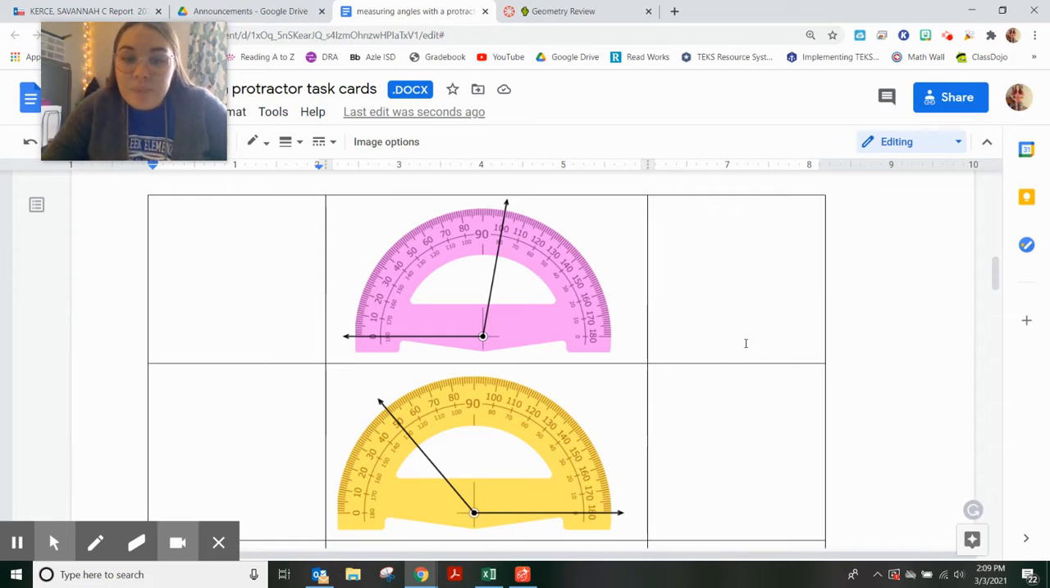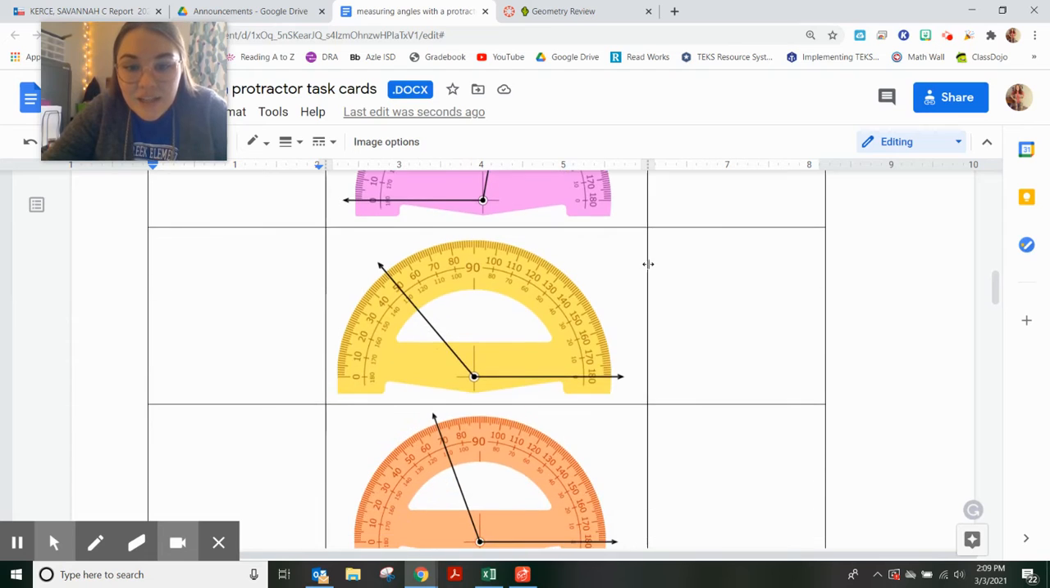Okay, let's look. So I see this one, and I know it's bigger than a right angle, so it must be obtuse. Therefore, I need to use the bigger number. So I see the bigger number right here is 100, so this is 100 degrees. Did you get that? Give me a thumbs up.